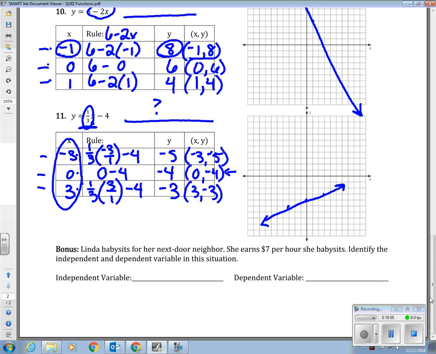All right, your bonus. Remember, independent and dependent. Almost always, if it is money involved like this, your dependent variable is going to be a paycheck. So this is a paycheck. This is the amount of money earned. It's going to be like, what are you walking home with when you're all done babysitting? Because if I babysit 1 hour, I get $7. If I babysit 2 hours, I get $14. If I babysit 3 hours, I get $21.